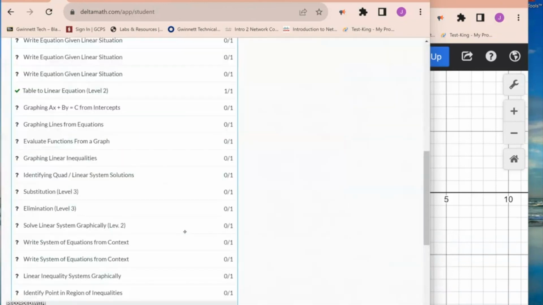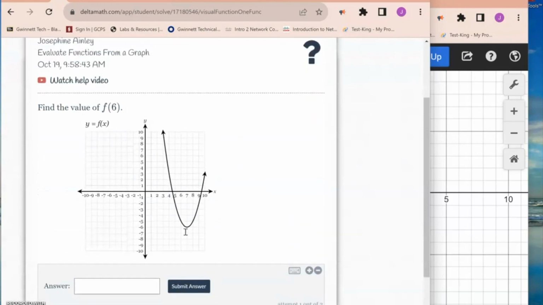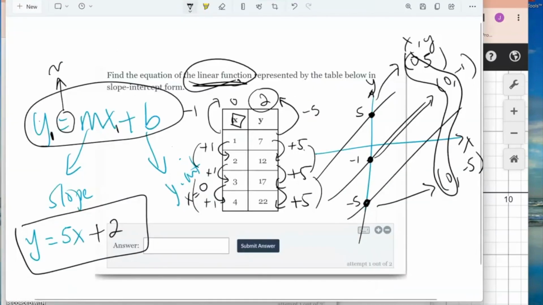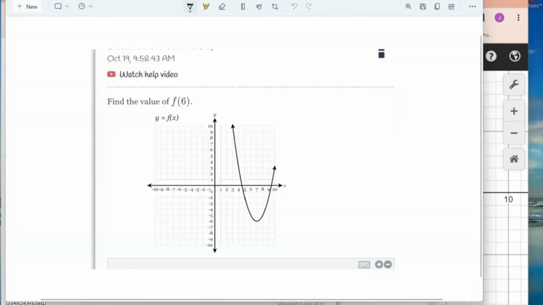Perfect. The next one that I needed to do was evaluate functions from a graph. In order to evaluate a function from a graph, remember you're just putting it in. So this is f of what? F of what letter is this? X, which means this is x, right? So when x is 6, what is y?